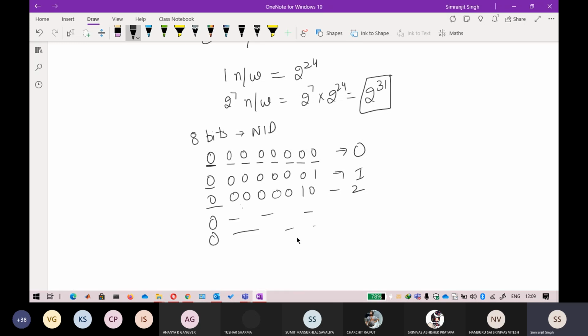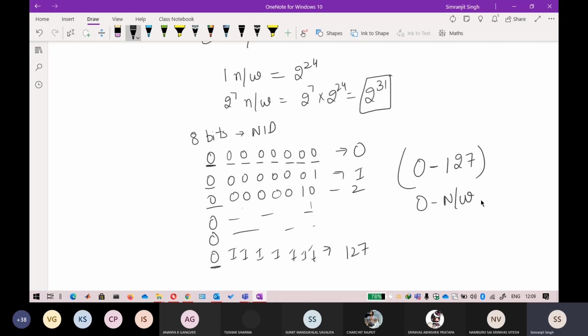So you can find out the number. Till the end you can get to the maximum. If you put all ones, you can get to the maximum number. If you convert it into decimal, it will be 127. So your class A range is from 0 to 127, out of which the zeroth network is not used. It is reserved for something called any network or this network. So this is not usable, and 127 is also not usable.